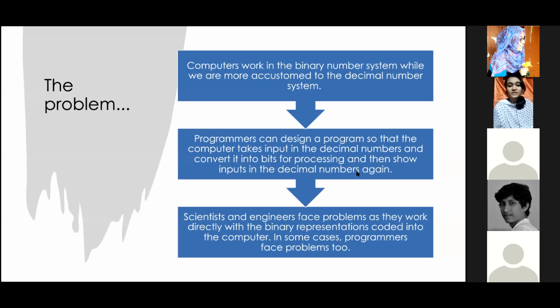Computers work in the binary number system, while we are more comfortable with the decimal number system. Programmers can design a program so that the computer takes input in decimal numbers, converts it into bits for processing, and then shows outputs in decimal numbers again. Scientists and engineers face problems as they work directly with the binary representation coded into the computer. In some cases, programmers face problems too.